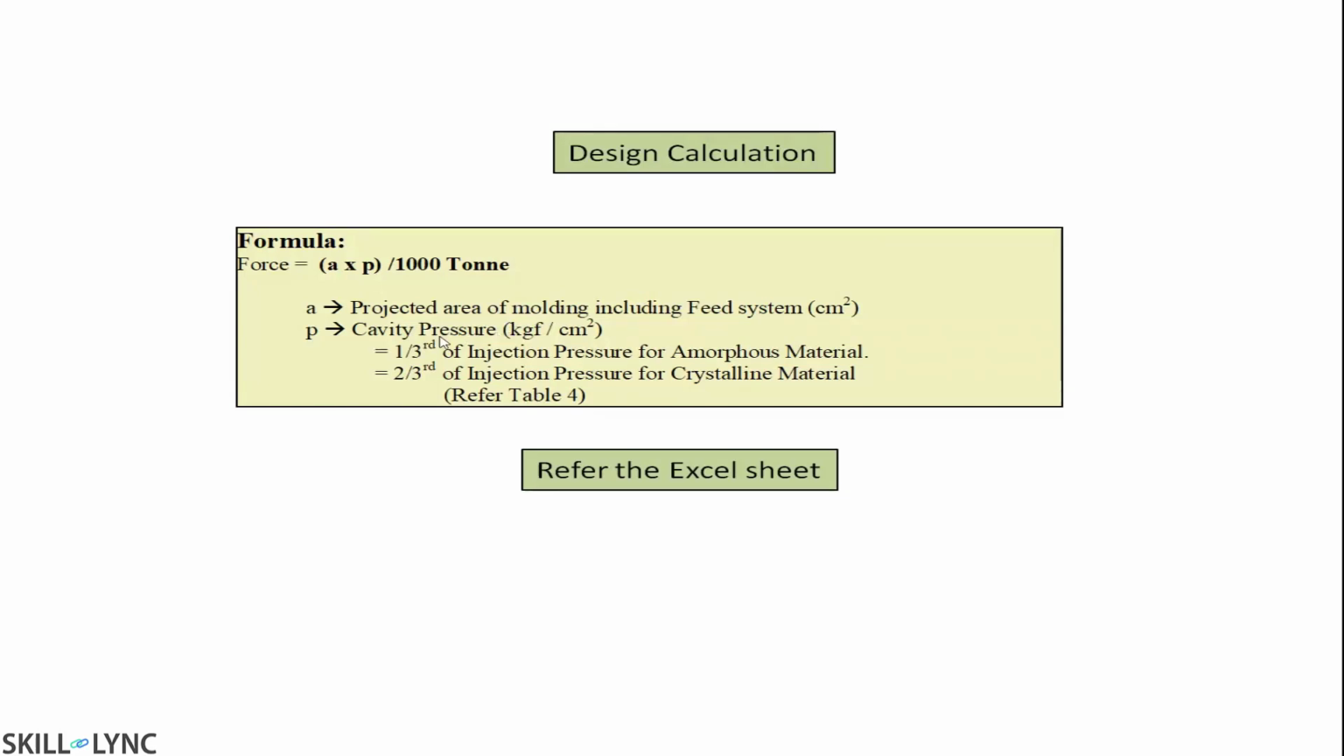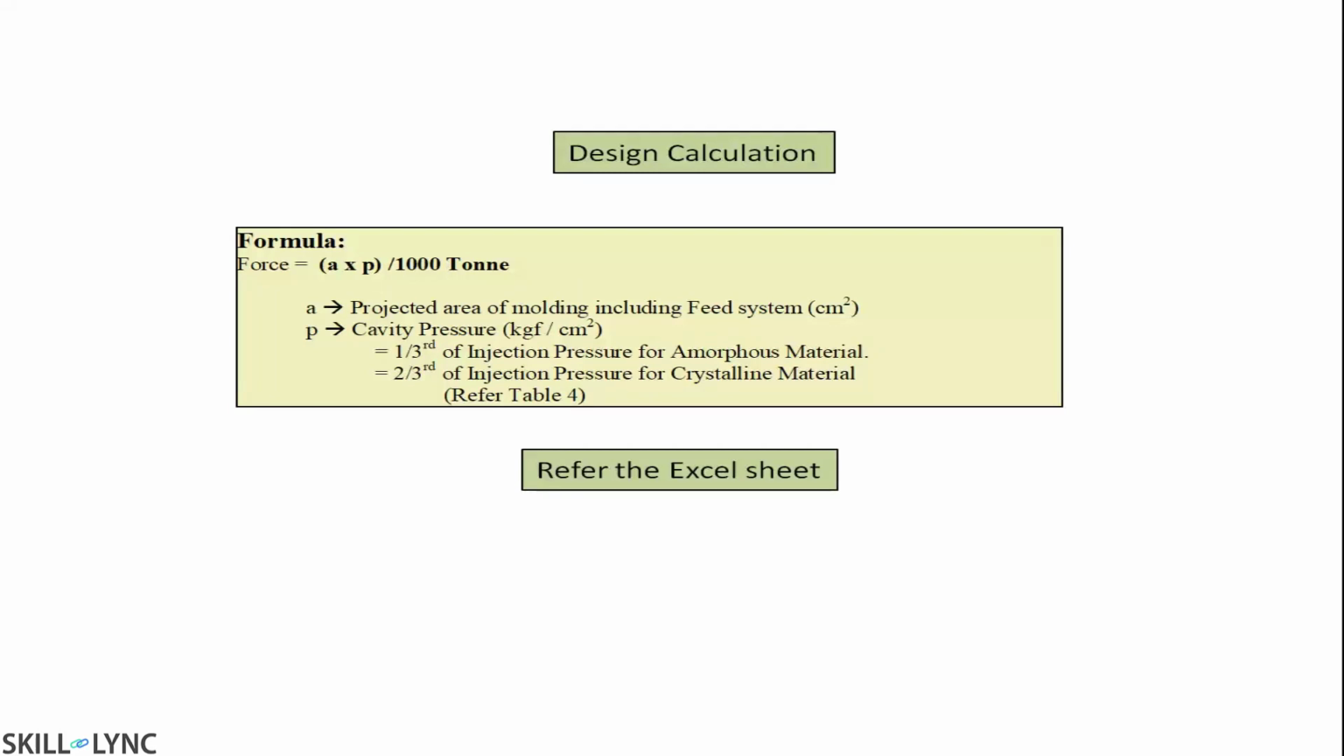And the cavity pressure depends upon the different kinds of material. For PC, one kind of pressure will be there. For ABS, a different pressure will be there, so that we can get from the plastic suppliers. So for calculating, force equals projected area times cavity pressure divided by 1000, and we get the tonnage. Why do we need to calculate the tonnage?